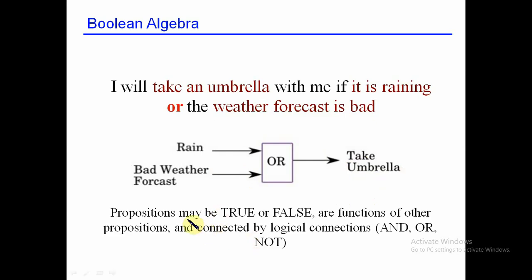Here we are given a sentence. A proposition may be true or false, and propositions are functions of other propositions connected by logical connectives, that is AND, OR and NOT. Basically, in Boolean algebra we learn the basic laws, that is AND, OR, NOT. We already know about all those laws and have seen them in detail.